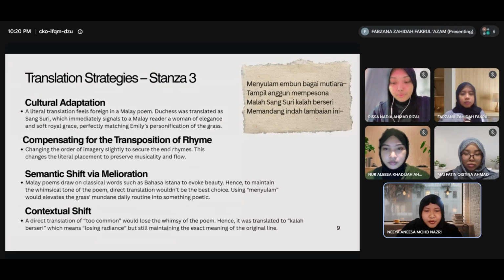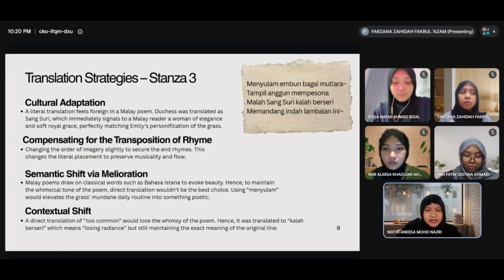In the original poem, the word duchess is used to personify the grass. However, a direct translation would sound foreign in a Malay poem. Therefore, it was adapted into Sangsuri, which immediately evokes the image of a graceful and elegant noblewoman in Malay literary tradition. This helps preserve the poem's aesthetic and cultural resonance.